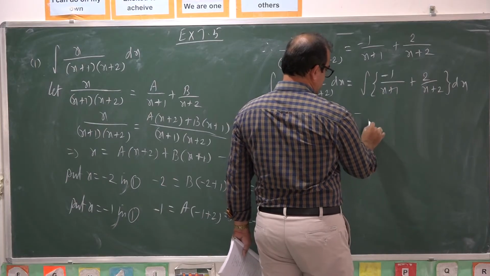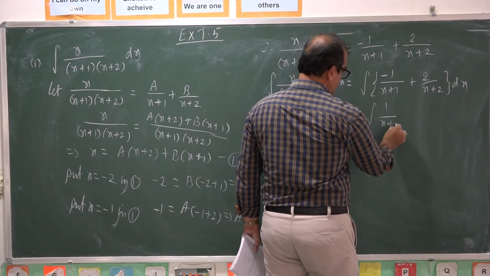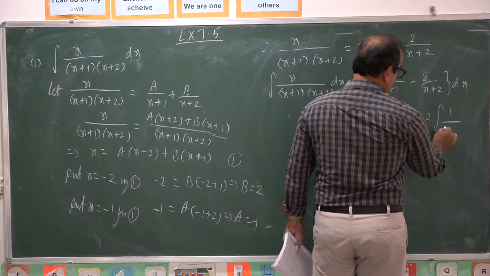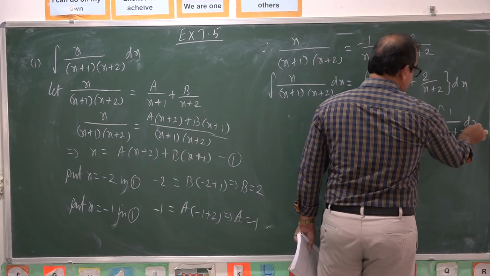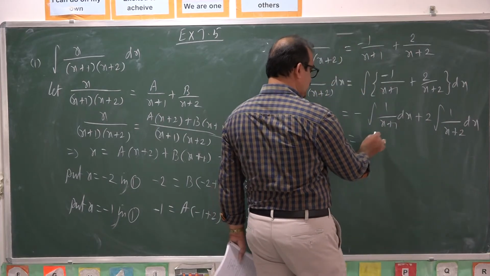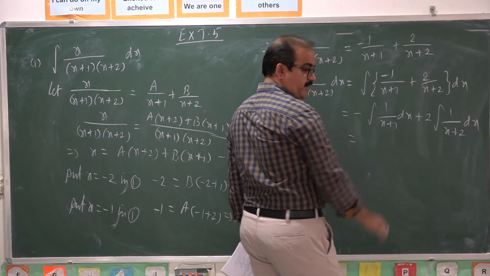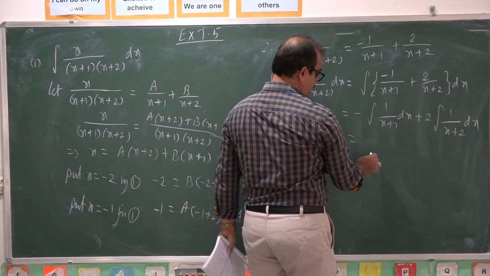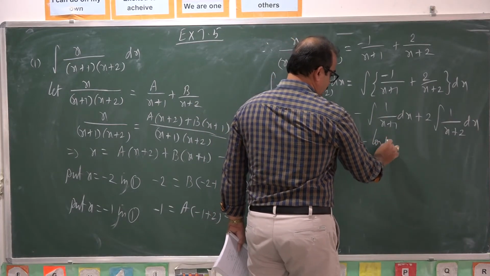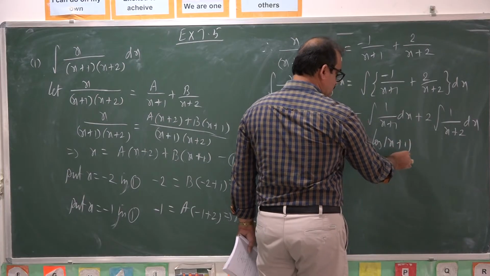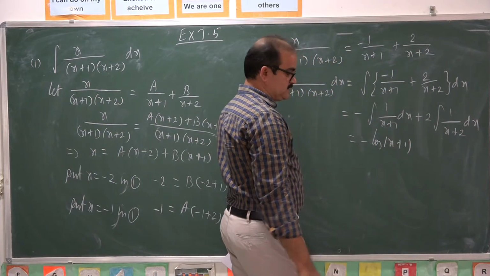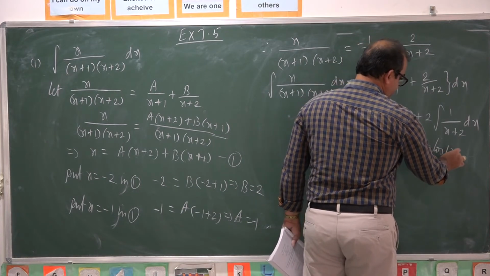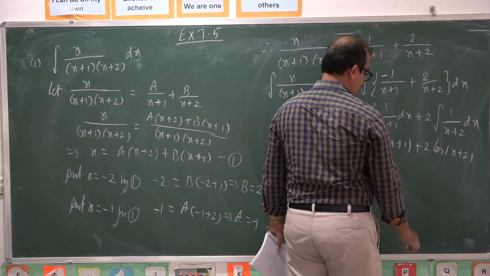Separate the integration. Minus integral 1 by (x plus 1) into dx plus 2 into integral 1 by (x plus 2) into dx. It is in the form of integral 1 by x into dx, integral 1 by x dx, which is log of mod x. So minus log of mod (x plus 1), divided by the derivative of x plus 1, that is 1, plus 2 into log of mod (x plus 2) plus c.